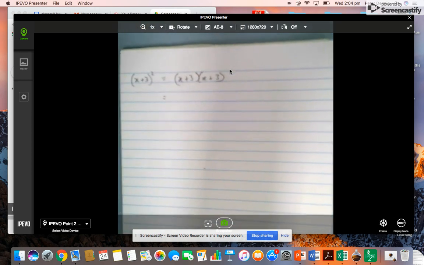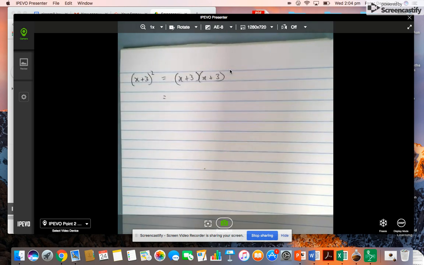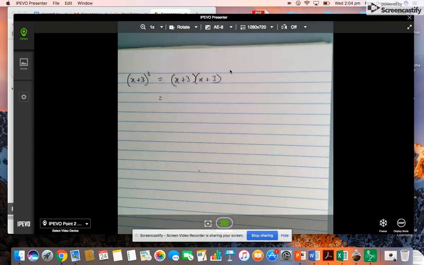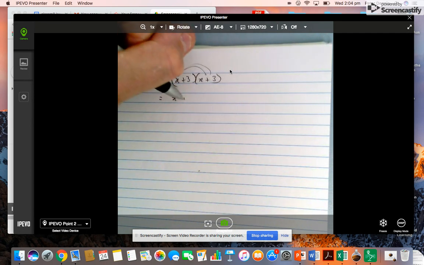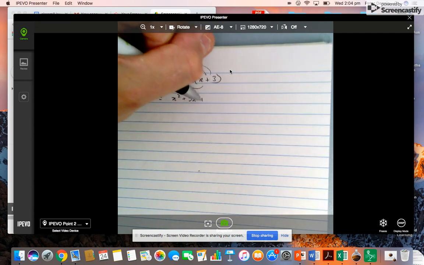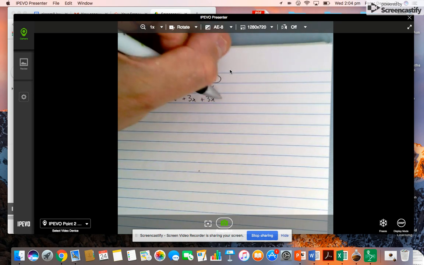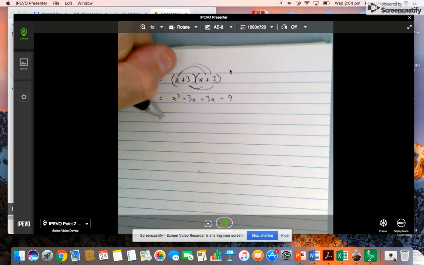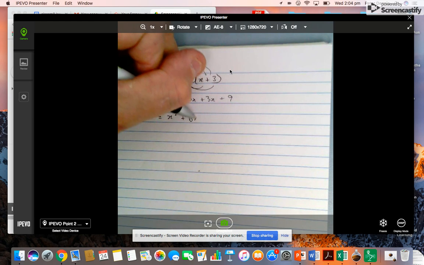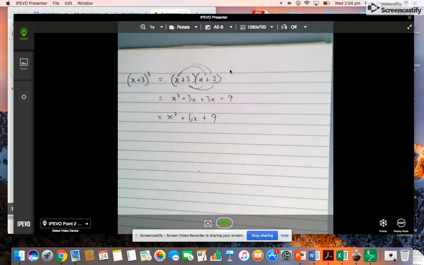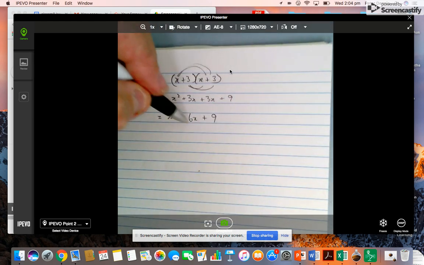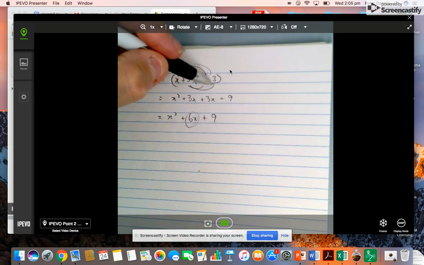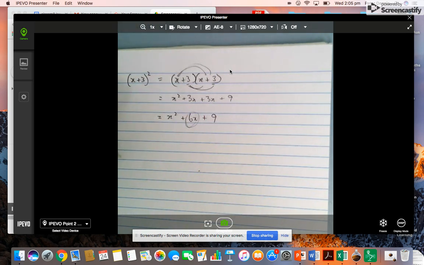I'll just focus that if I can. Might be a bit better. So again, we get x squared plus 3x plus another 3x plus 9. So you get x squared plus 6x plus 9. And what you notice is that this 6 is always twice the 3. So it doesn't matter what it is.